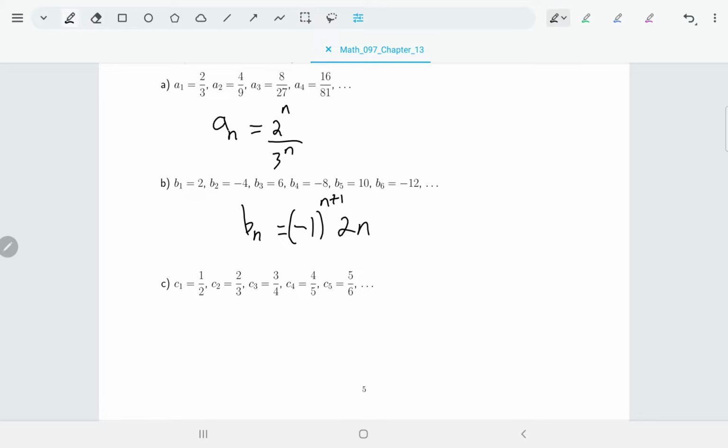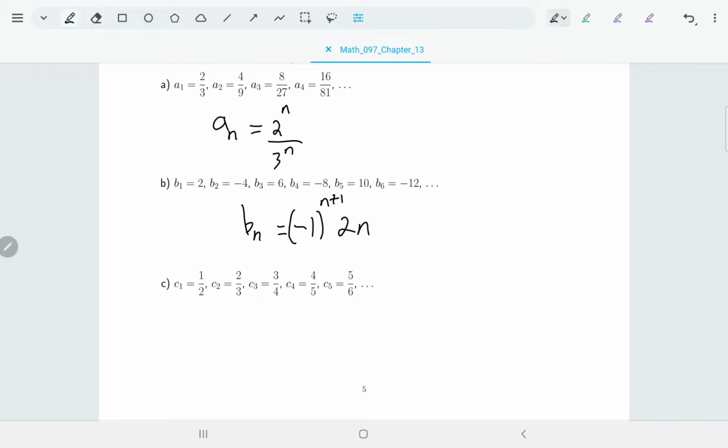All right, last one here, I've got C, and that's this sequence. The first term is a half, then we've got 2/3, then 3/4, then 4/5, then 5/6, and so on. One thing I'm noticing here is the top is always 1 less than the bottom. So 2 and 3, 3 and 4, 4 and 5, 5 and 6. So I do have one little relationship that's already kind of obvious there: the numerator is always 1 less than the denominator.